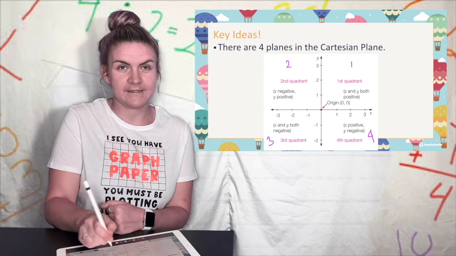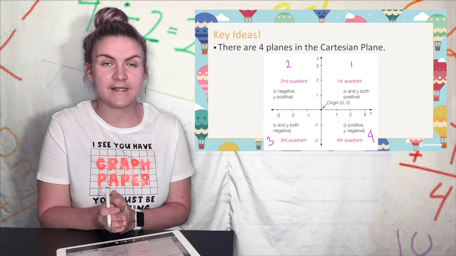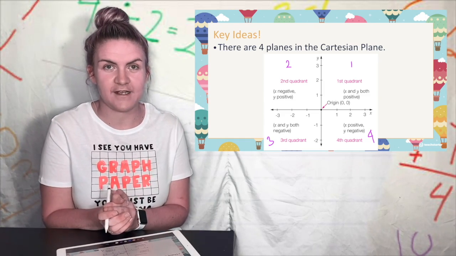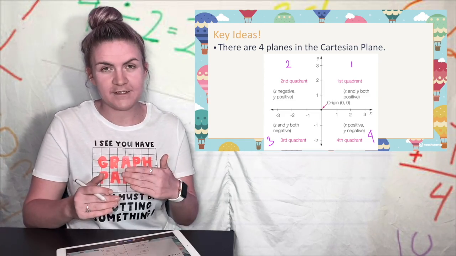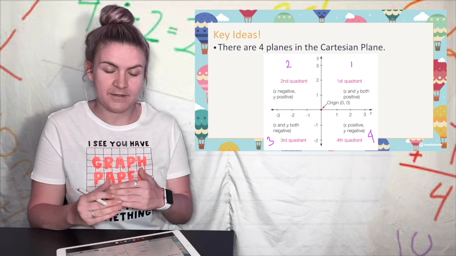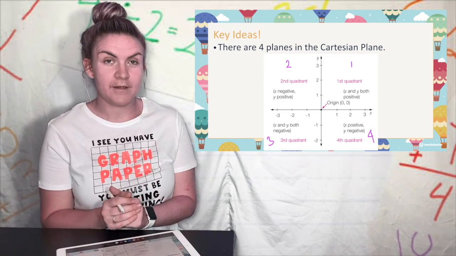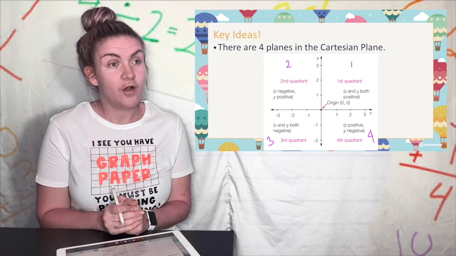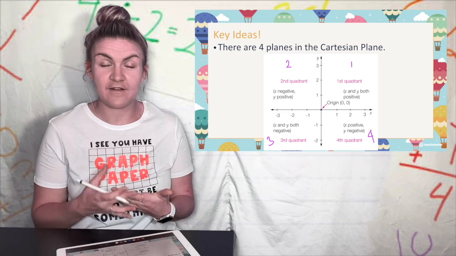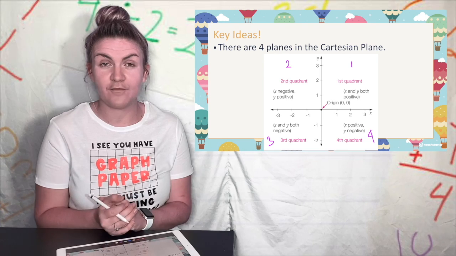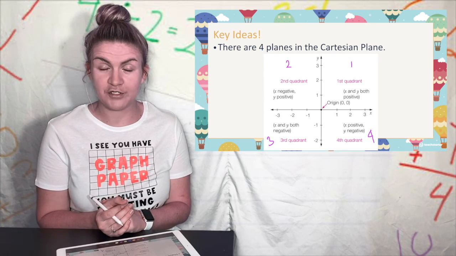Along the x-axis, we have the positive numbers on the right-hand side and the negative numbers on the left-hand side. And on the y, we have positive numbers going up and negative numbers going down. The origin in the middle is at the point 0, 0. Then using the scale, we can see that the x's and y's will have different positive or negative values depending on what quadrant they're in.